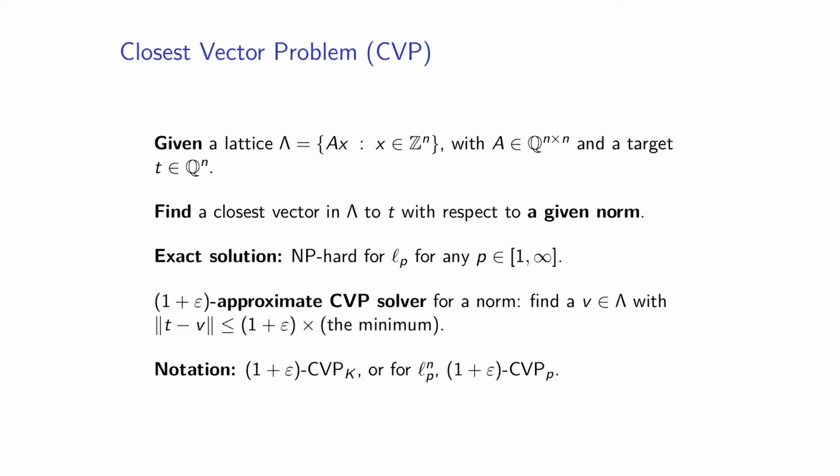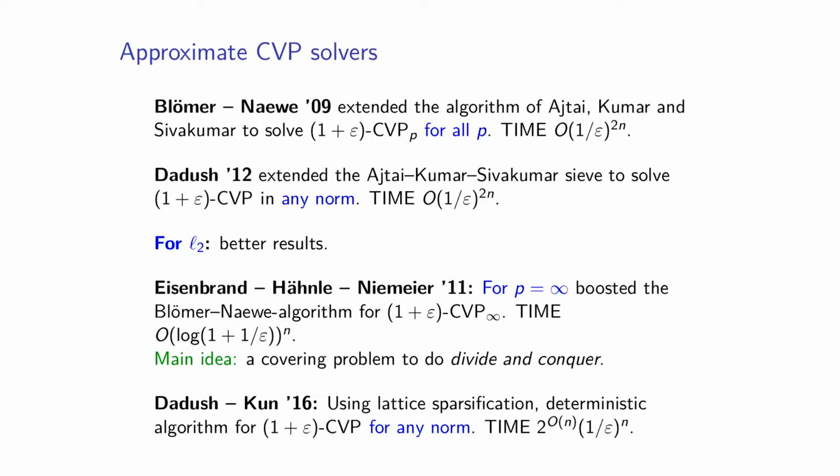The subscript K means that I consider it when the unit ball of my norm is some origin symmetric convex body K, or in the particular case when we are in L_p spaces, I just put CVP sub p. Okay, so that's the algorithmic problem, and let me tell you a bit of the history here. It's not going to be extensive at all, just some highlights.